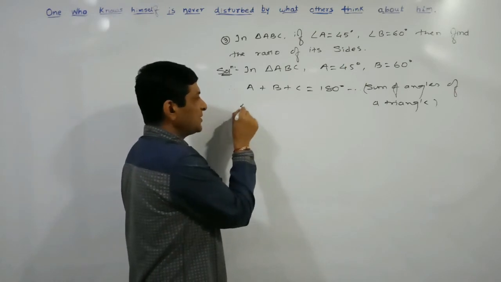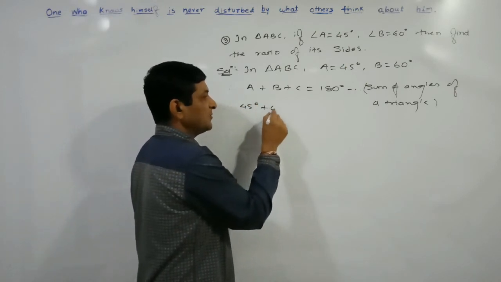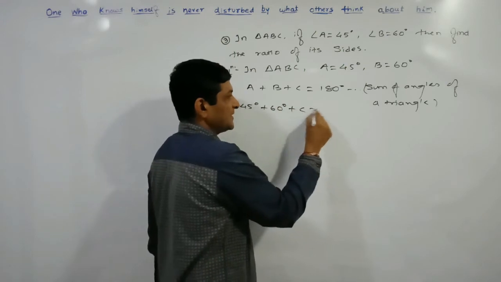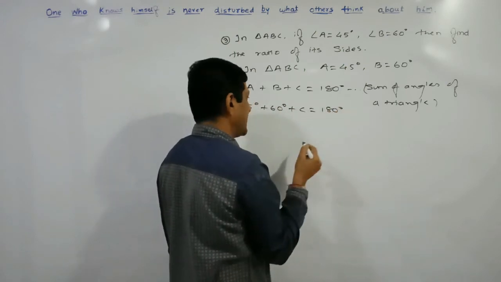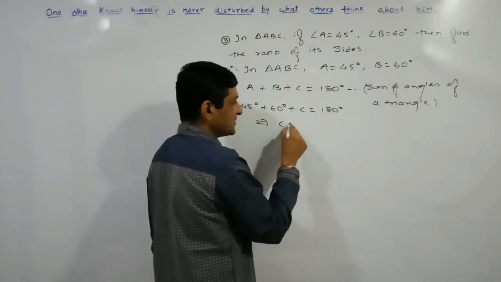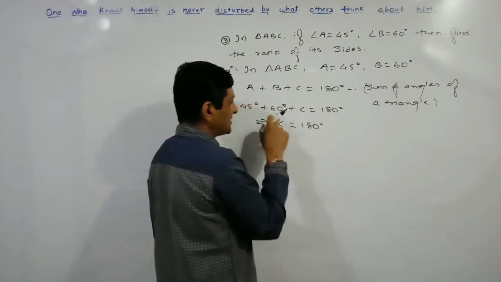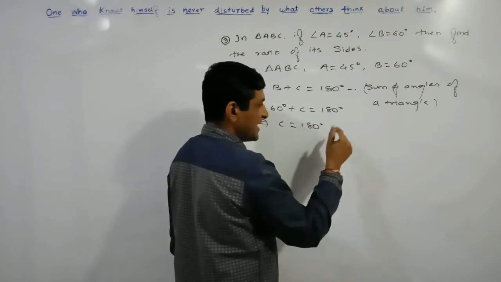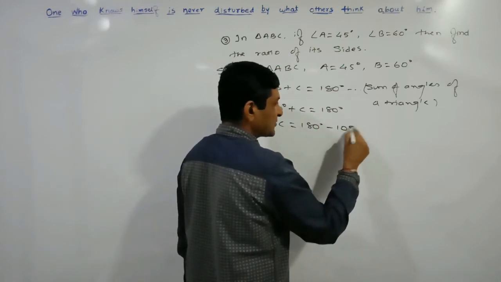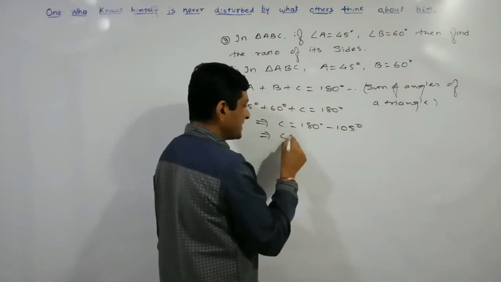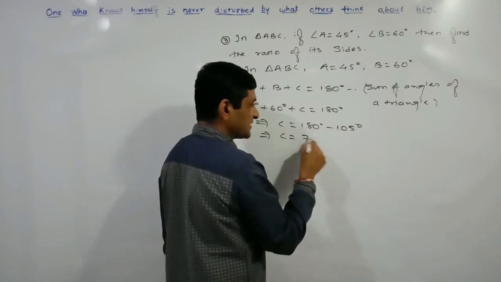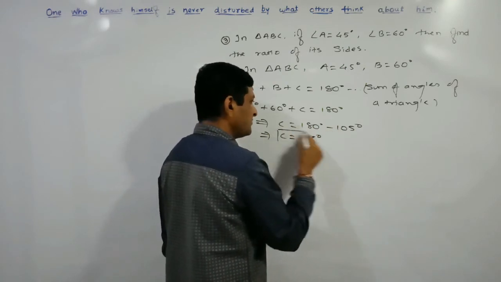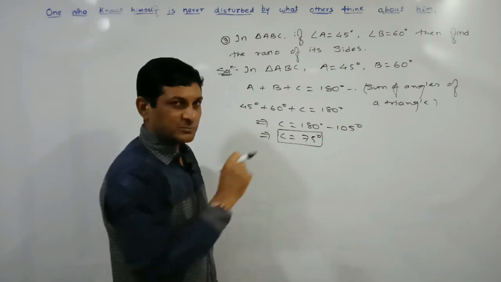So A will be equal to 45, B is equal to 60, plus C is equal to 180 degrees. Keep it as it is. So this implies that C is equal to 180 degrees, keep it as it is, here 60 plus 45 is 105. Plus 105 on this side will become minus 105, which implies that C is equal to, what is the difference here? 75 degrees. In this way we have got the angle C of this triangle.